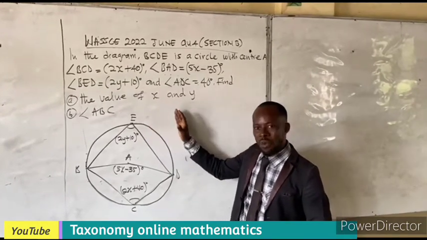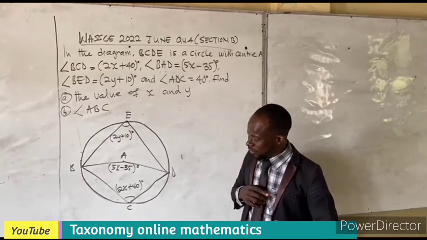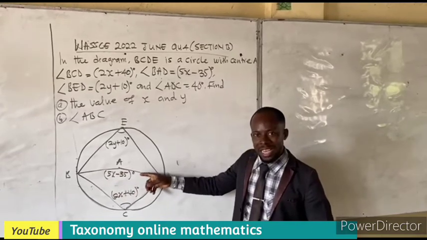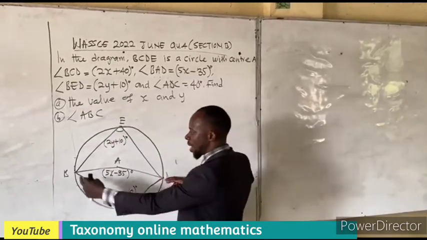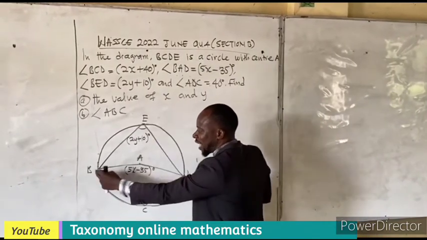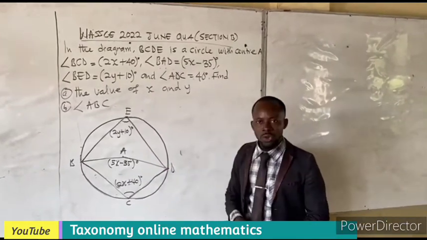That will make me have one equation. Or better still, I can also use the theorem that says that the angle at the center is twice the angle at the circumference. That is, the angle formed by a chord at the center is twice the angle formed by the same chord at the circumference. So I can use those two statements.